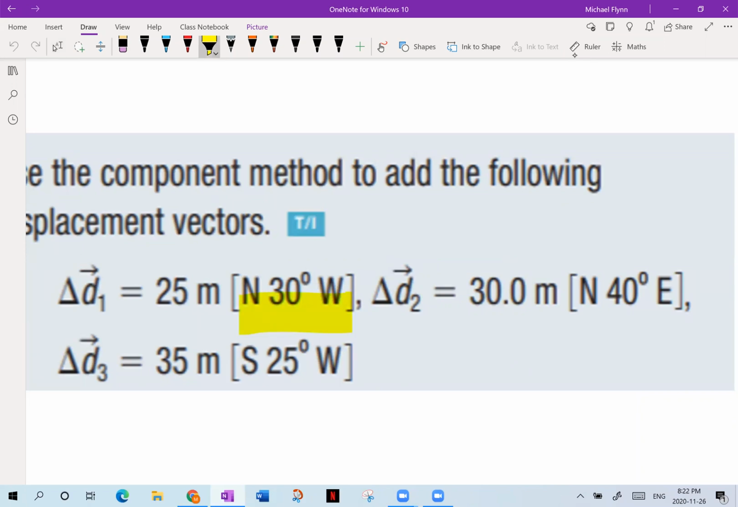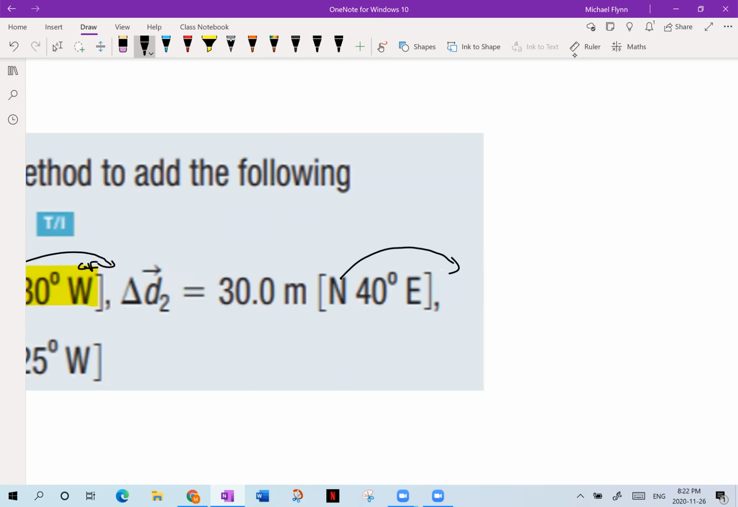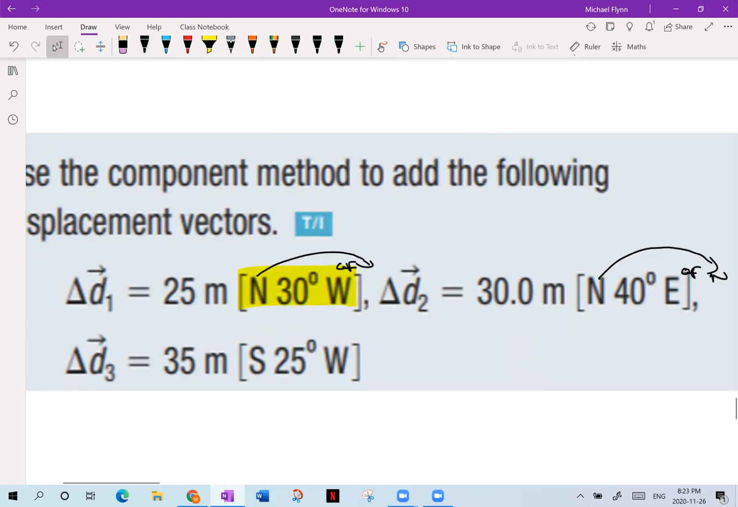Here you see it says north 30 degrees west. What you need to do with that is take the north and move it to the end and write "of" in between. So it's actually 30 degrees west of north. This one here, we'll move the north to the end. It's east of north, 40 degrees east of north. Finally here, the south, we're going to move to the very end, and it's west of south. This is north on the top, okay?